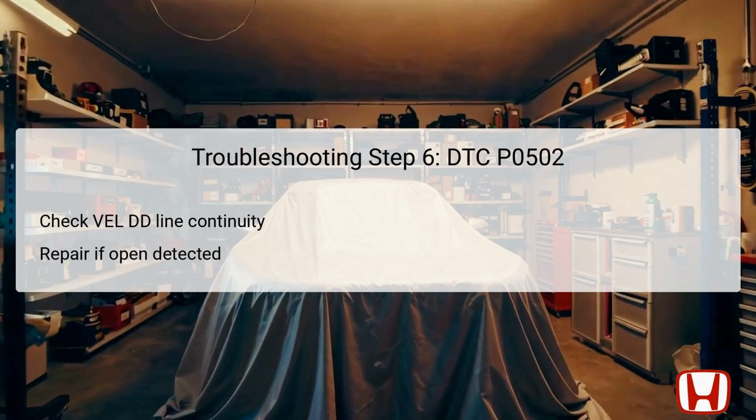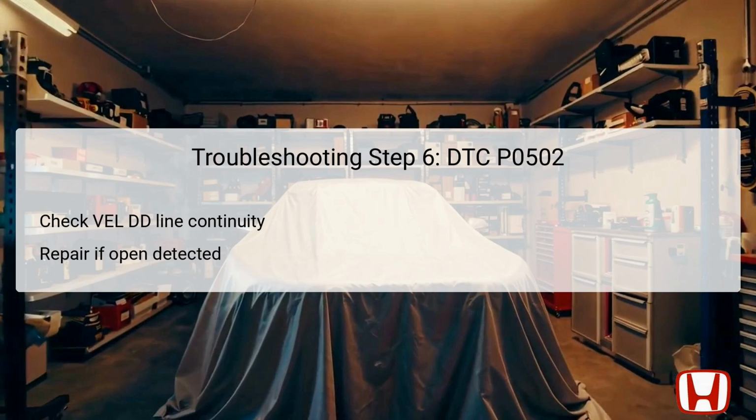During the sixth step of troubleshooting DTC P0502, the technician focuses on checking the continuity of the VELDD line. The vehicle must again be in the off mode, with the connections previously mentioned disconnected to ensure safety and accuracy during testing. Continuity must be checked between the test points. The first at CVT speed sensor 3P connector number 3, and the second at PCM connector C51P number 32. If continuity is confirmed, this indicates that the VELDD wire is functioning correctly.